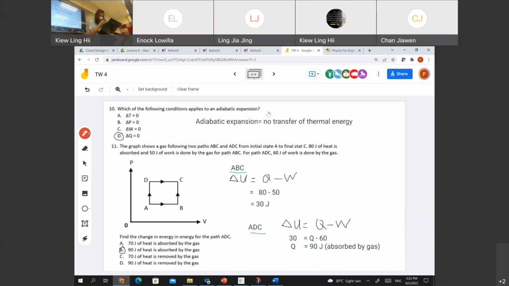Question 10. Adiabatic expansion means no transfer of thermal energy, so Q equals 0.